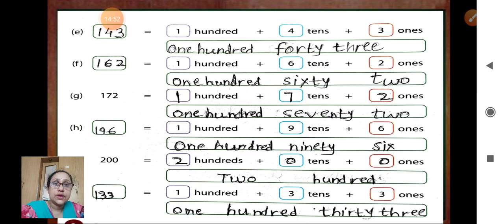Question F, question G, question H, question I, that is 200. See, 200. So 2 hundreds plus 0 tens plus 0 ones. And the last one is 133. 100 plus 3 tens plus 3 ones. Write the number name 133. Okay, you can do it.